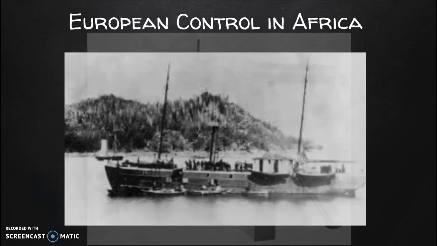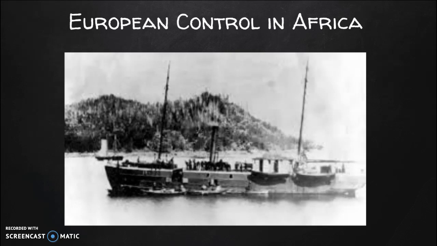The invention of the steamship also made it easy for Europeans to colonize Africa. Prior to its invention, it had been almost impossible for Europeans to navigate African rivers because of rapids, cataracts, and changing flows. Europeans could now travel very easily and set up areas of control.